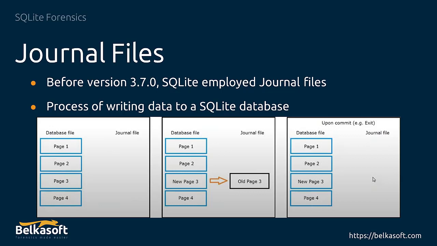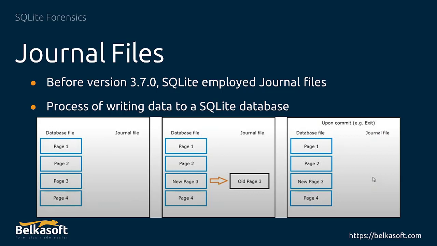It stores the old content in the journal file until it is either rolled back and put back into the main database file, or it is committed to the main database file and the old content is then flushed from the journal file.